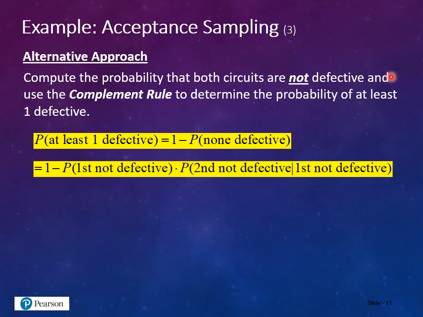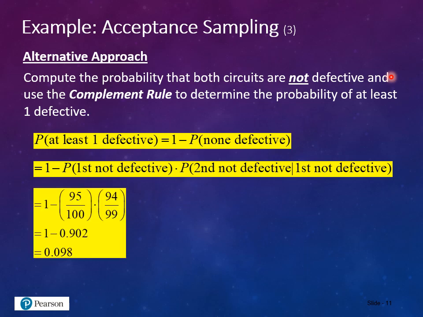And this would be 1 minus the probability the first is not defective times the probability the second is not defective, given that the first is not defective. Okay? So we had both of those probabilities before, that the first is not defective, so that was good, 95 out of 100. And the second was not defective. Well, we used one good here, so we lose a number in the numerator, lose one in the denominator, and we multiply this through, and we get 0.902.